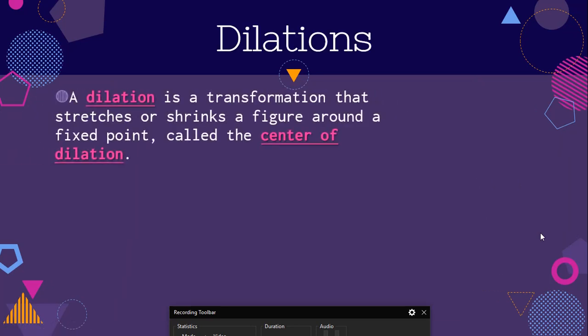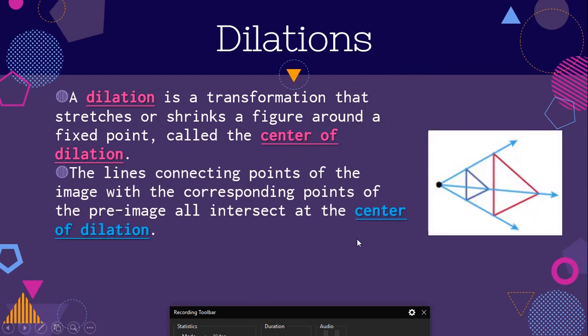Let's start with the definition of dilation. This is another transformation. This time what we're going to do is either stretch the figure or shrink the figure, and we're going to use a center of dilation. That's a fixed point that we will dilate around. Today we're going to dilate about the origin, and tomorrow we are going to move it away from the origin.